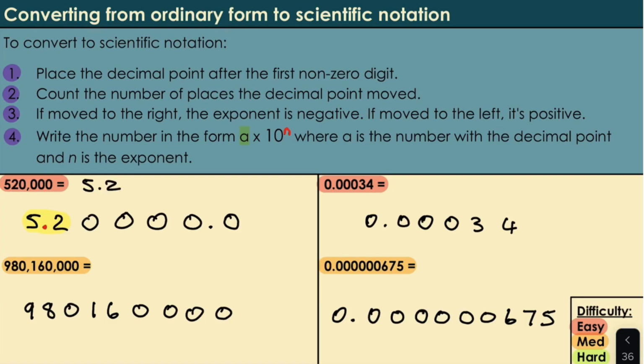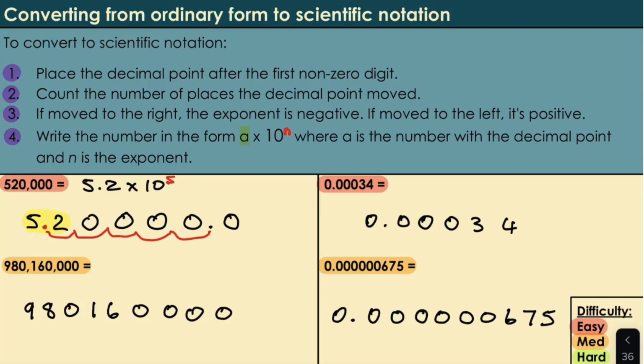Next, we need to work out the power part. So step 2, count the number of places the decimal point moves. So it has gone 1, 2, 3, 4, 5. Step 3, if moved to the right, the exponent is negative. If moved to the left, it's positive. So I know that my base is 10. It's moved to the left 5 places, and it is a positive 5.